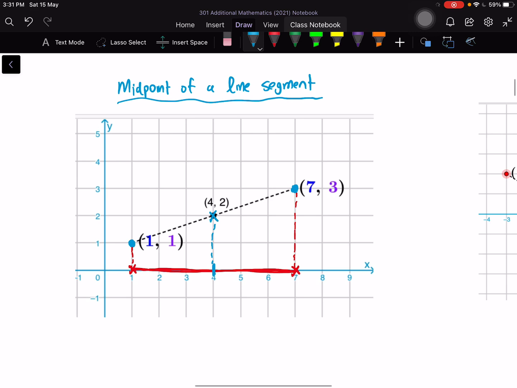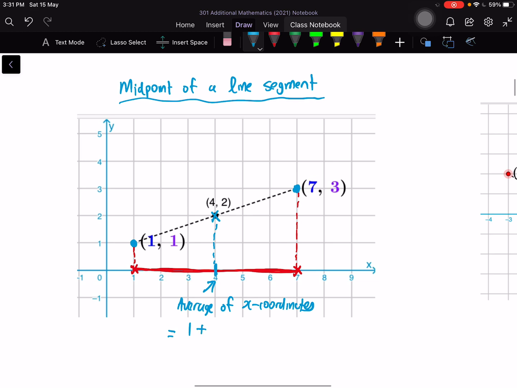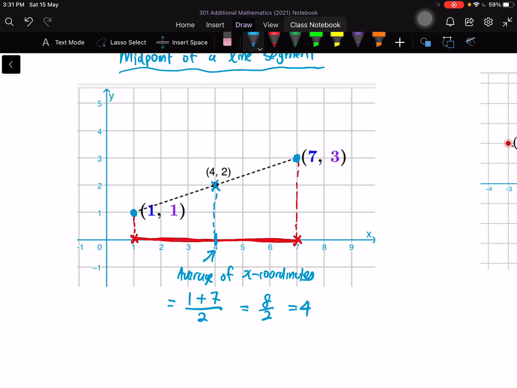So how do we find the middle, which is the x coordinate here? It will be to find the average of the x coordinates. The first x coordinate is 1, the second x coordinate is 7. To find the average, you divide by 2, so you get 8 over 2 equals 4. If you find the average of the x coordinates, you find the x coordinate of the midpoint. So you can see that the x coordinate of the midpoint is indeed 4.